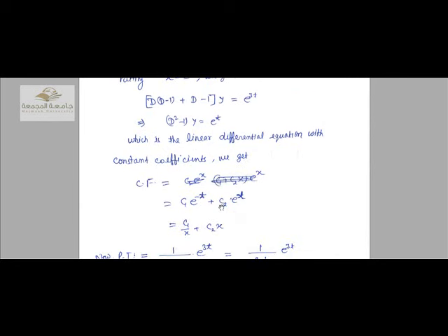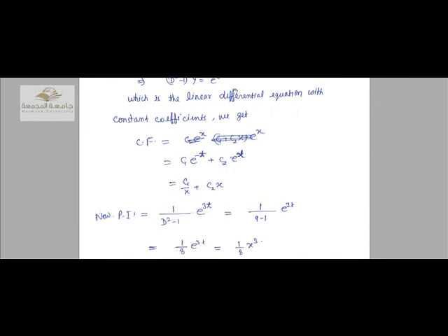We get complementary function is equal to c1 e to the power minus t plus c2 e to the power t is equal to c1 over x plus c2 x because e to the power t is equal to x, and particular integral is equal to 1 by D square minus 1 e to the power 3t. So putting D is equal to 3, we get 1 by 9 minus 1 e to the power 3t, which is equal to 1 by 8 e to the power 3t, which is equal to 1 by 8 x cube because e to the power t is equal to x.